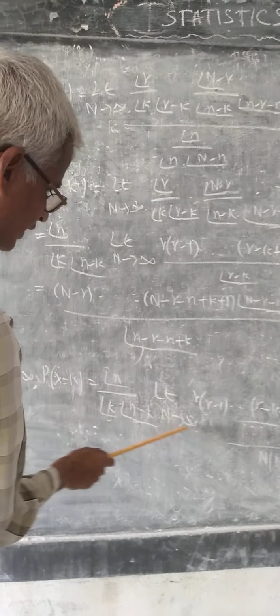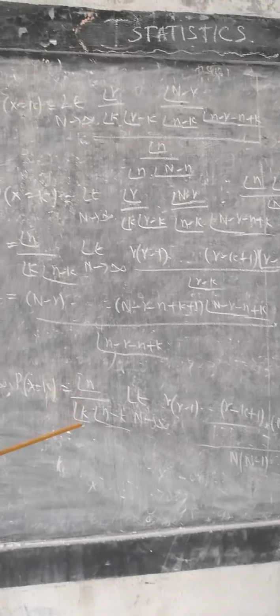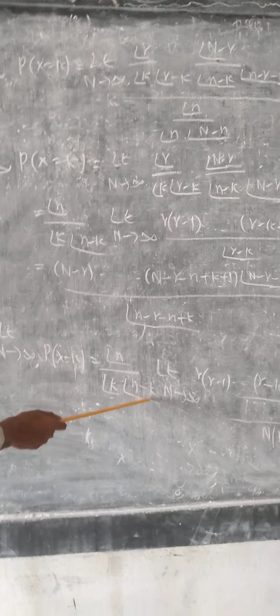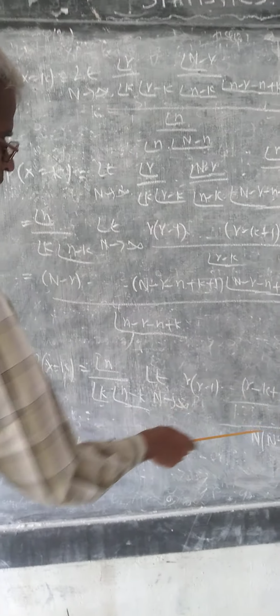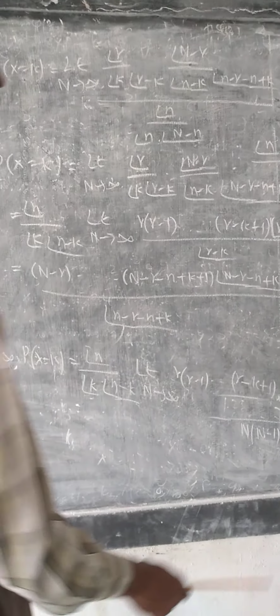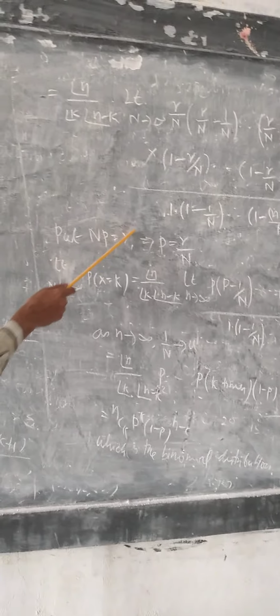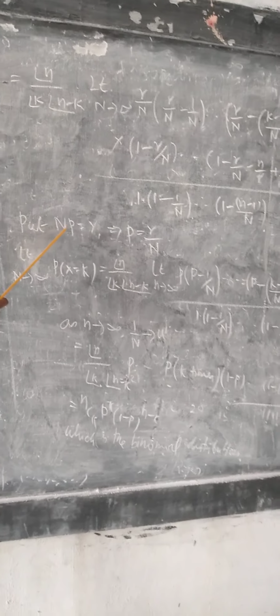This is the limit as N tends to infinity of n factorial over k factorial times (n minus k) factorial. This is the number of successes, and the remainder is the number of failures. This is more or less close to the binomial distribution. Then we substitute in place of N minus r. This is one condition you have to recall: this is the total number taken, and N is the total number of balls.